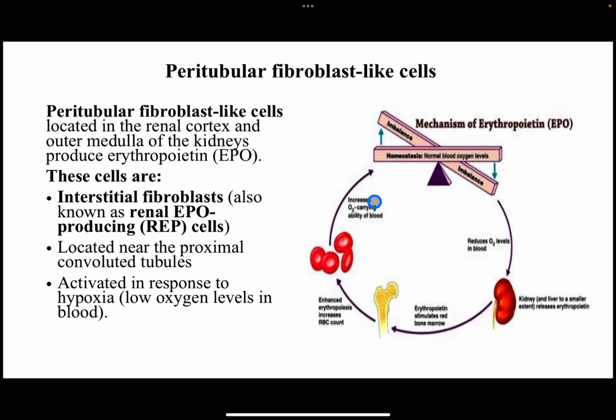But it uses a kind of mechanism, a negative feedback mechanism. So when the oxygen carrying capacity increases, at the end of the day, the release of this erythropoietin will now decrease, because if your oxygen carrying capacity increases, there will not be any need for an increase in the production of the erythropoietin. So it uses a negative feedback mechanism to regulate this release.